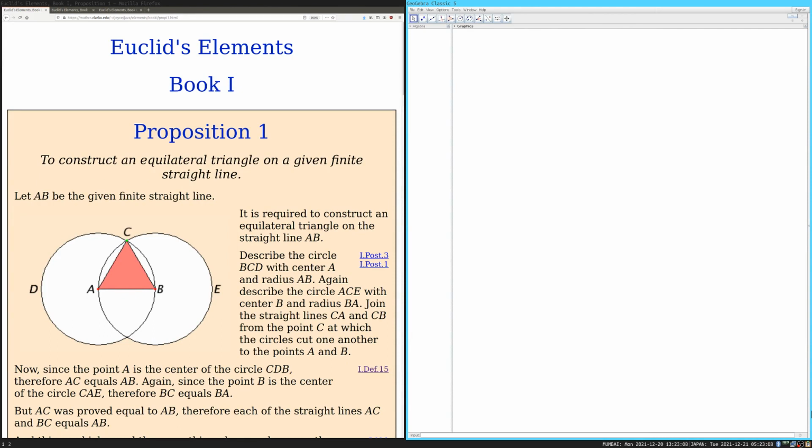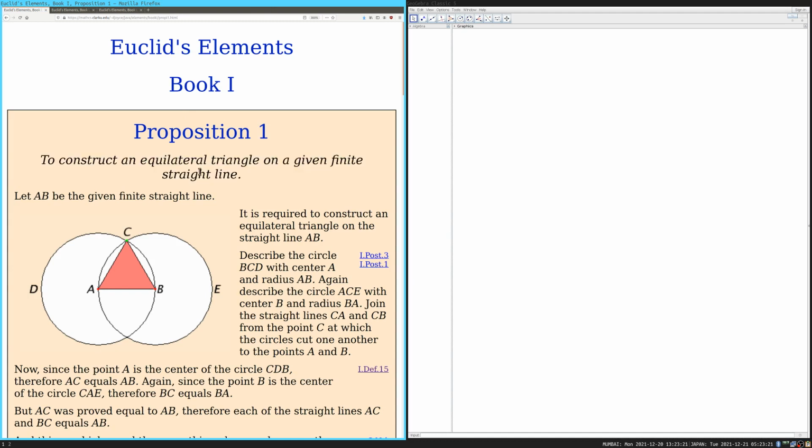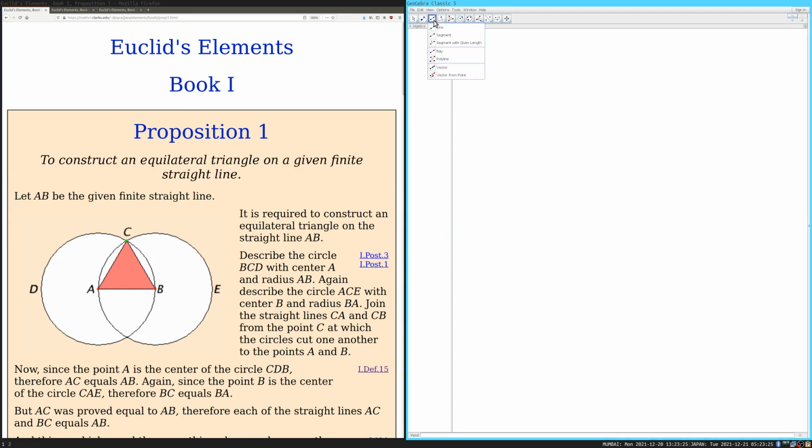This is Book 1, Proposition 1, and I'm reading it off of some guy's website from 1998, which is a really good website. And the question is how to construct an equilateral triangle on a given finite straight line. So what this means is I have a line segment, and I want to make an equilateral triangle where this is one of the sides.